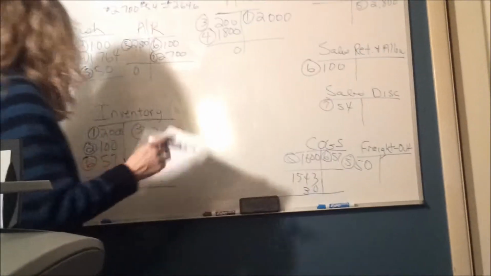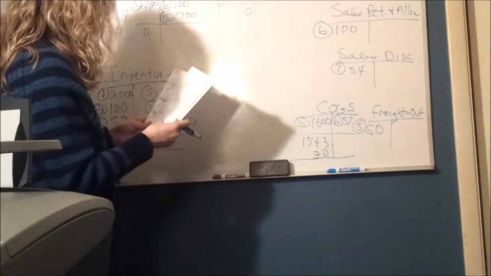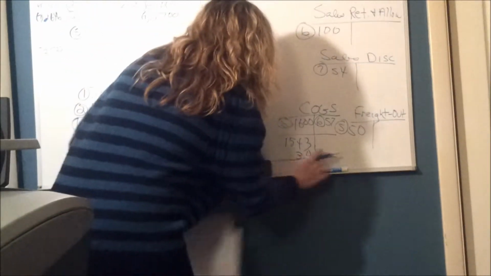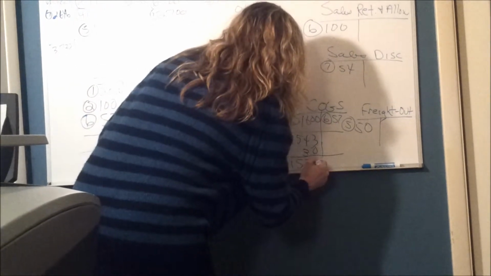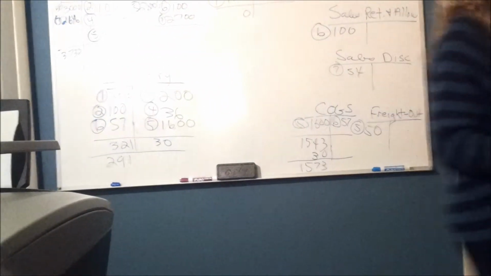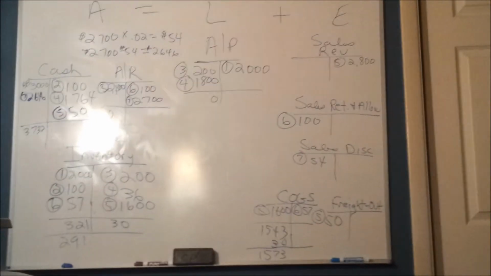And our balances are now $291 for inventory, and for our cost of goods sold, $1,573. Now I have totaled all the accounts. I'm going to step out of the way for a moment in case I was in front of anything so you can see it. But now all those accounts have been totaled, and we can move on.